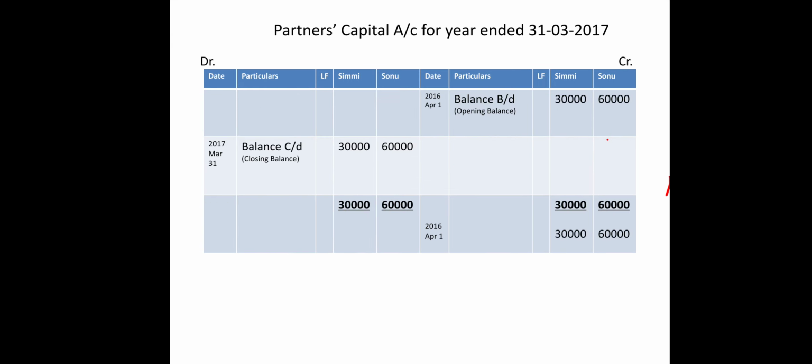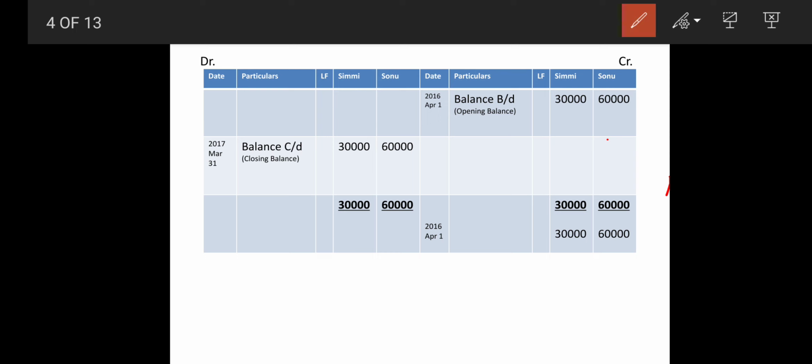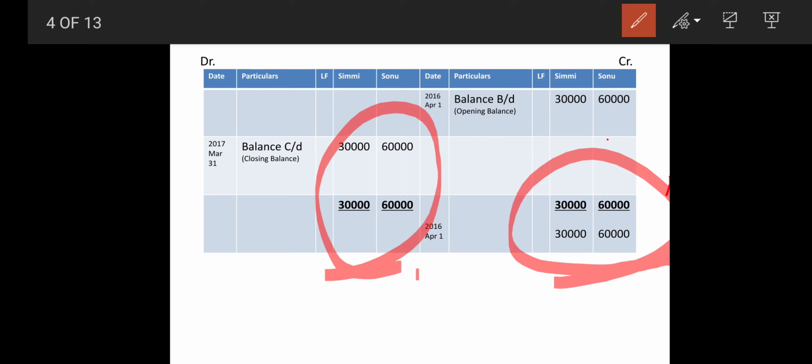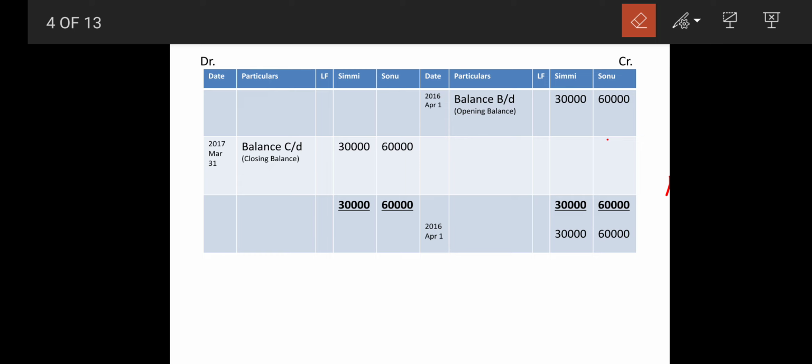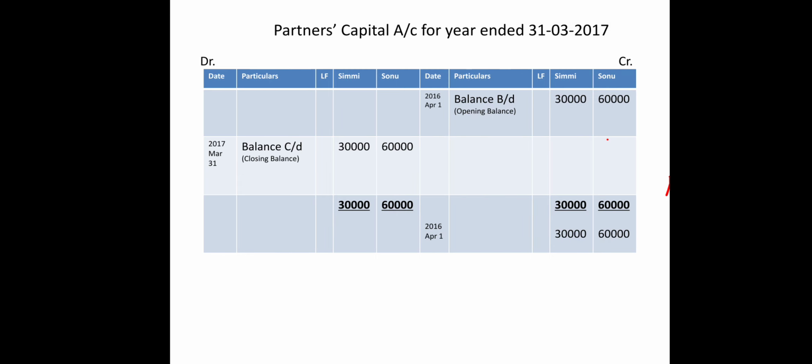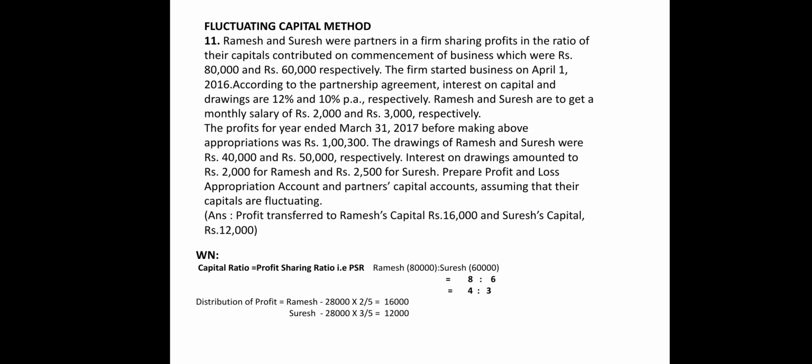In this way close your current account also, partners capital account also, same pattern, but here there is no difference, so ultimately this will be closed easily. That ends the sum number 10.